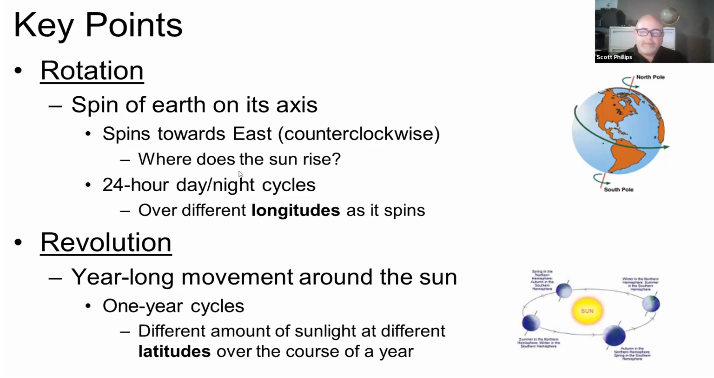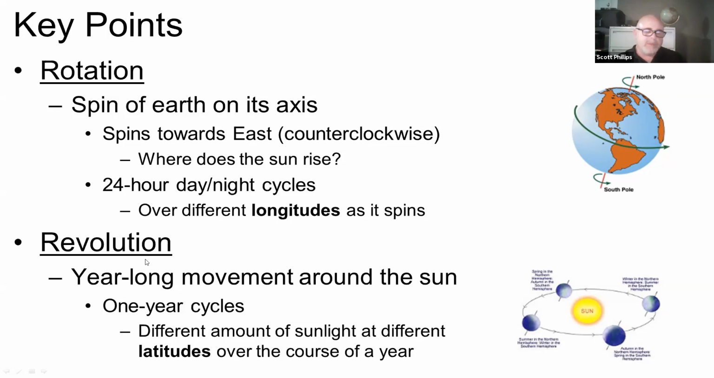So let's talk about how the Earth moves. We have a couple of different types of movement of the Earth. We have the spin on the Earth on its axis. Its axis is the North and South Pole. So it spins towards the east. That's why the Sun appears to rise in the east. And that gives us our 24-hour day and night cycles.